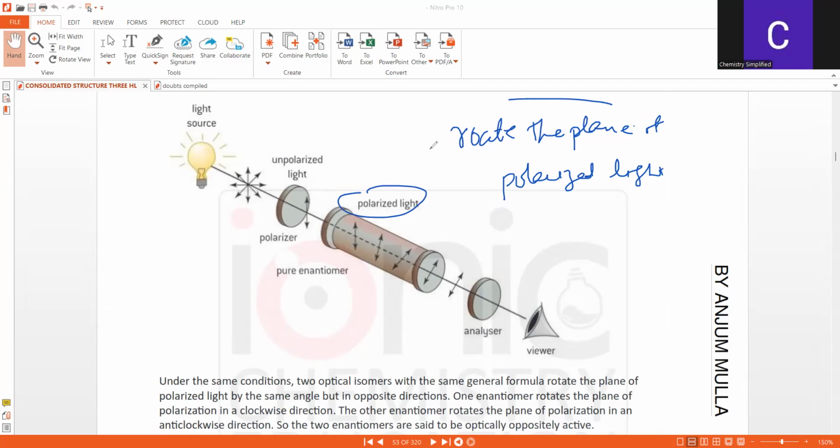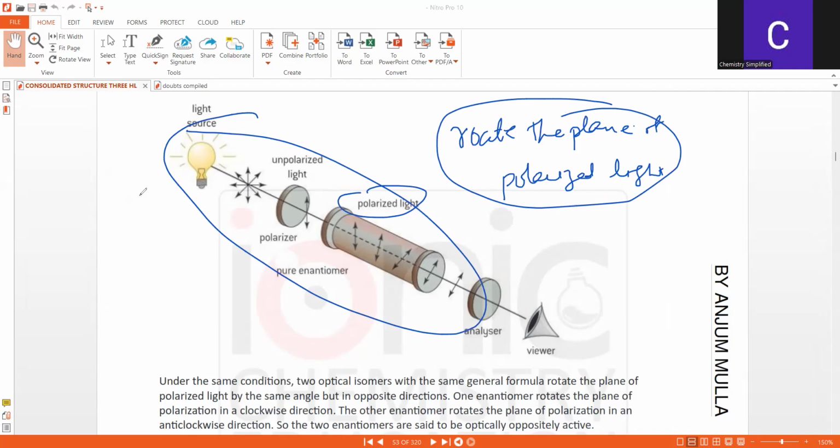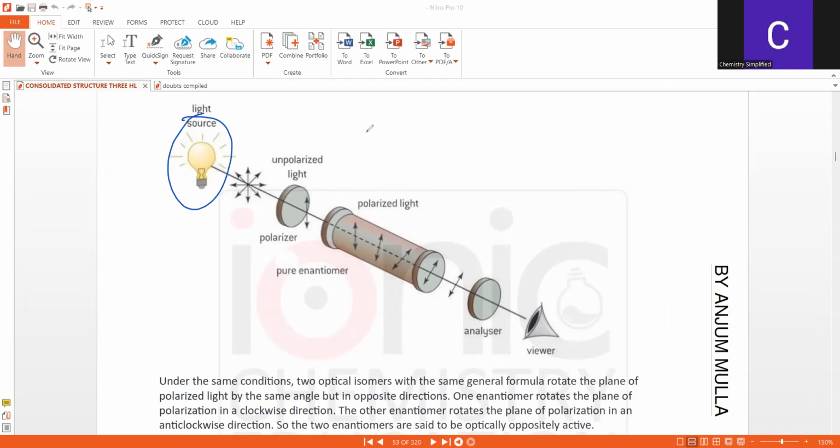Now, what exactly is this? This is the experiment of the polarimeter. A white light from a light source. Light basically has a dual nature. It's a particle as well as a wave. So we consider the wave nature in this. If it has waves, then it will have oscillations. Now oscillations can be in any plane. So there are infinite planes which are shown here. You can see that these are the planes of the oscillations.